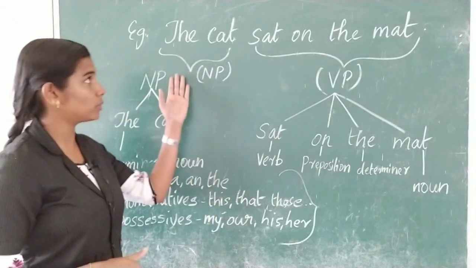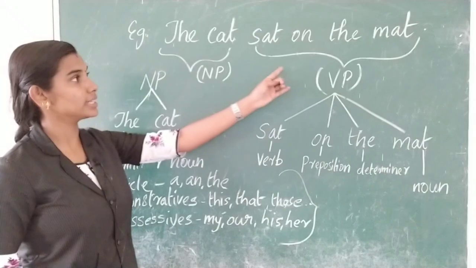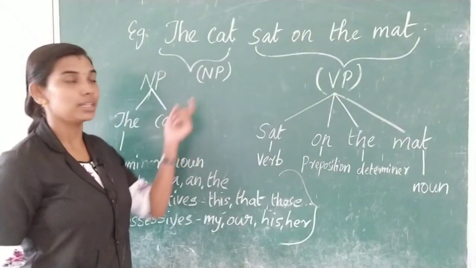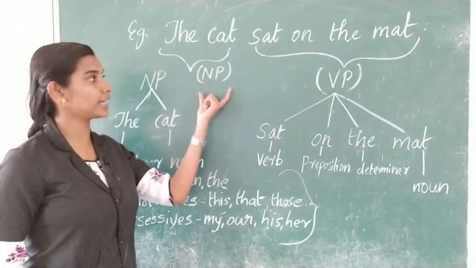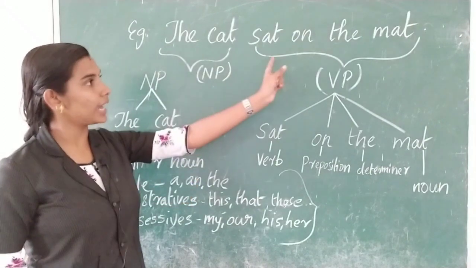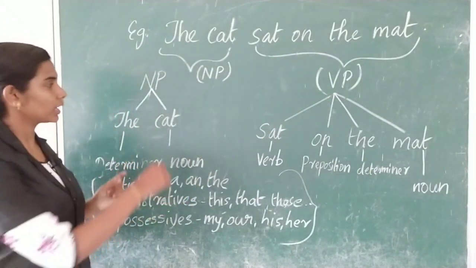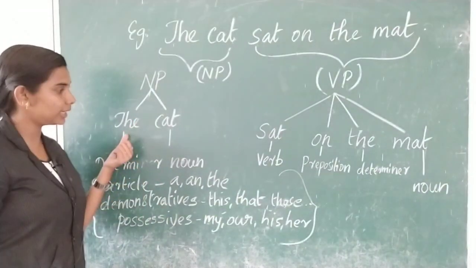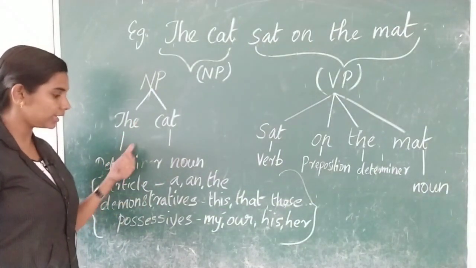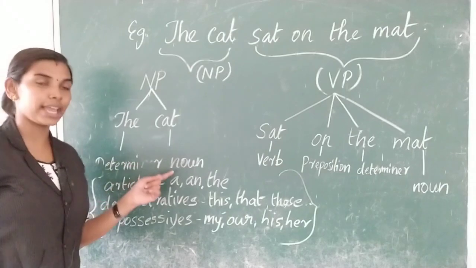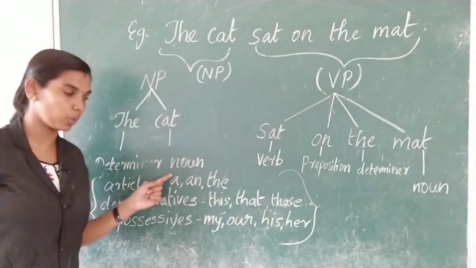Now, let us see one more example. The cat sat on the mat. So here the cat acts as a noun phrase and sat on the mat is the verb phrase. In the noun phrase, the cat, here the is the determiner and cat acts as a noun.